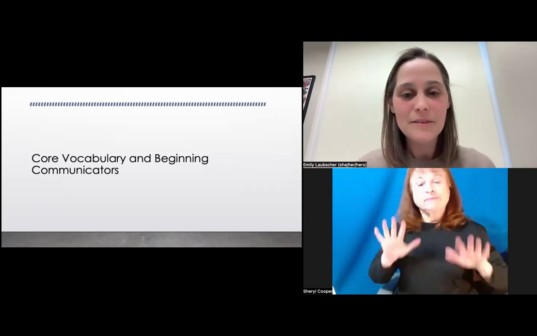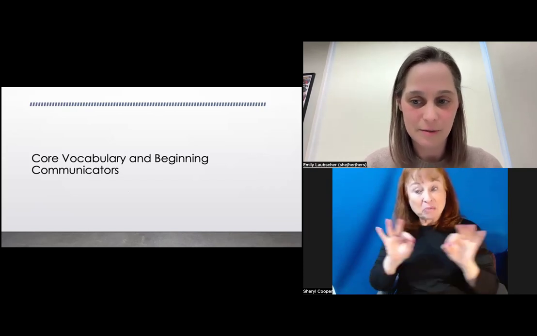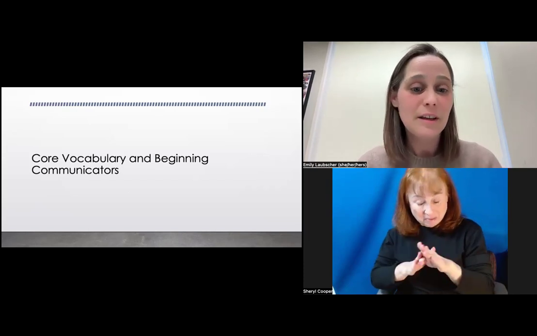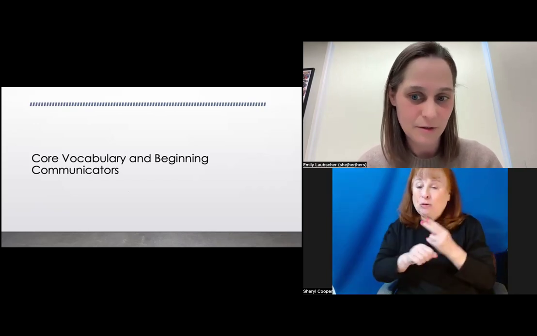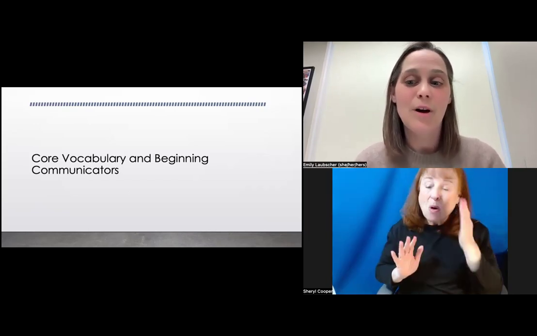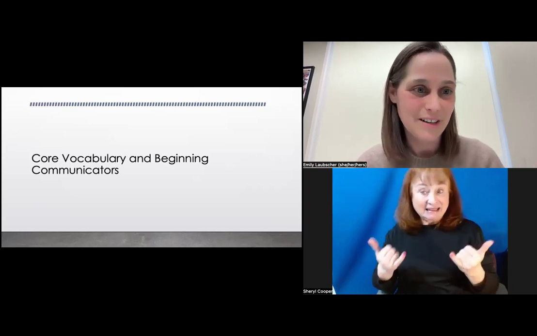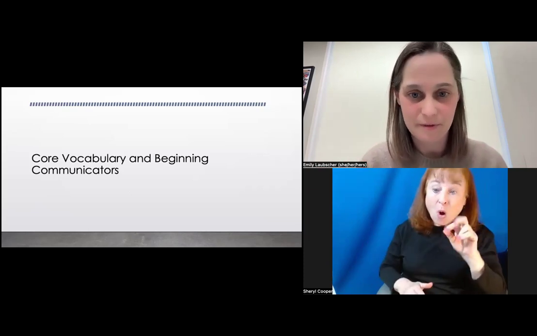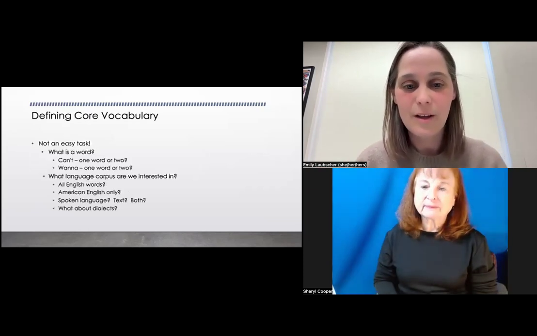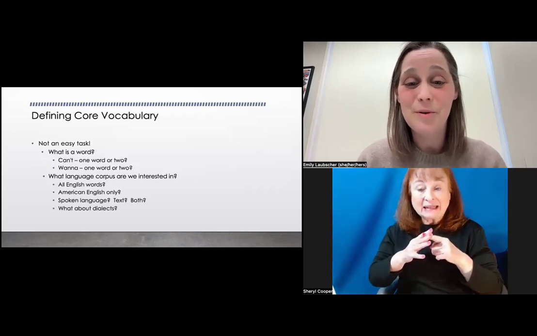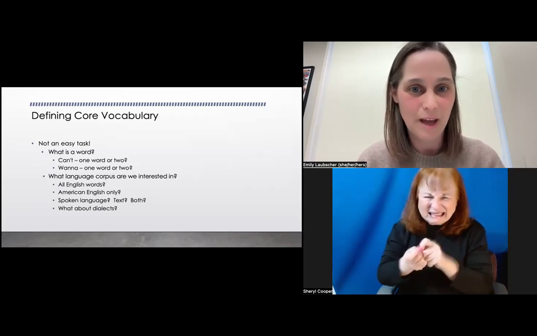Okay, so we've kind of set the stage. We know that vocabulary is important in early language development. We know we need to think carefully about the words that beginning communicators who use AAC have access to. And we know a little bit about what first words typically look like. So now let's turn our attention to core vocabulary specifically, beginning with possibly the most fundamental question, which is what exactly is core vocabulary?